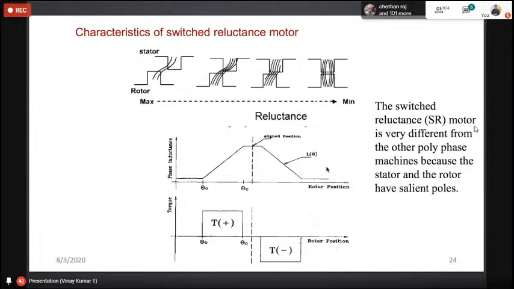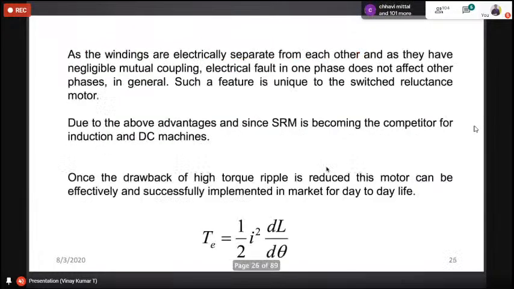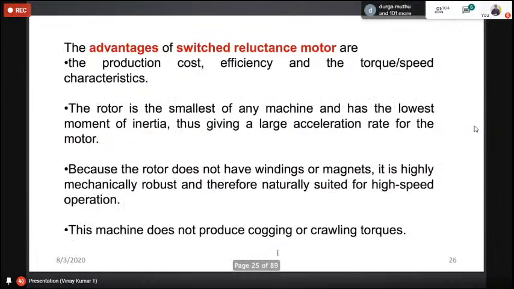In case of the switch reluctance motor, this is the mathematical expression for the reluctance torque generated by the switch reluctance motor. If you take this expression, torque is directly proportional to I square into dL by d theta. If there is any change in the inductance, immediately torque enters the picture.